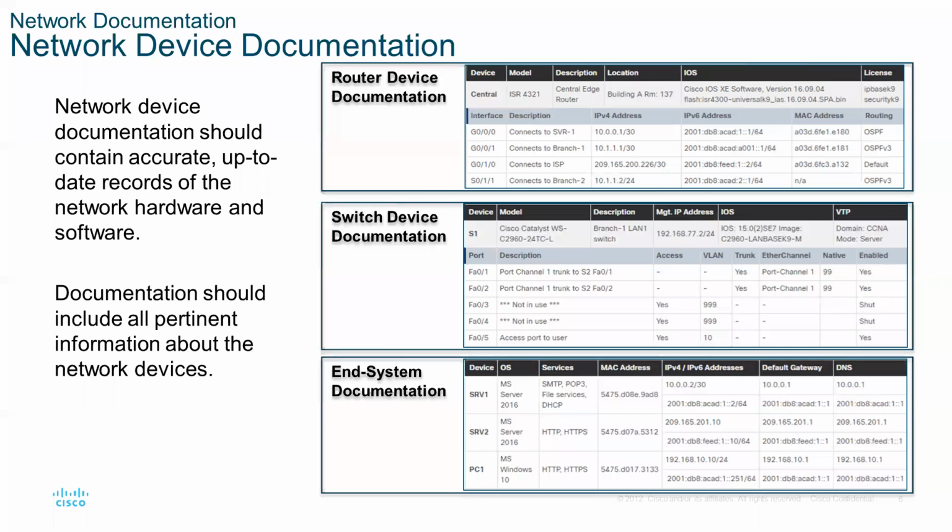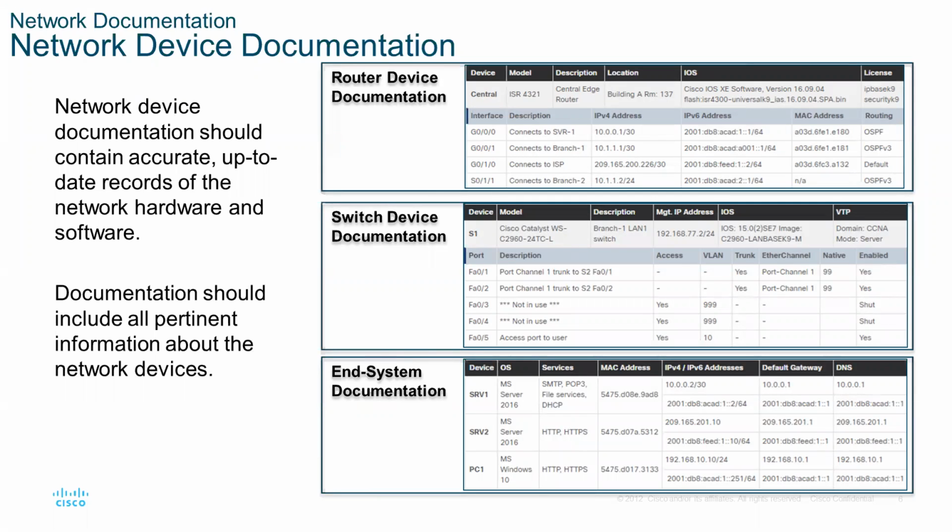Then the last document is your end devices. So this is where you go through and list your servers and your desktops. Rinse and repeat. So device name, generally you'll have an asset tag number, so you can keep track of what you're documenting on top of what's shown here. So that's important to note as well.